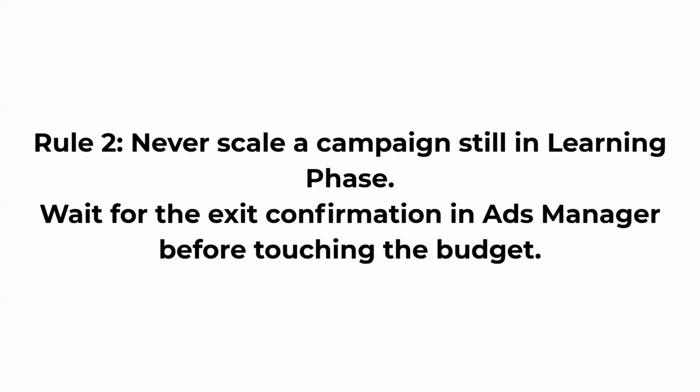Number two, never scale a campaign that is still in learning phase. Wait for the exit confirmation in Ad Manager before touching the budget. I've already told you the strategy to know that you've exited learning phase. You must get 50 conversions in a space of 7 days. Anytime you get 50 conversions in a space of 7 days, you've exited learning phase. If you want to be on the safe side, you can actually say you have to get 60 to 100 conversions in 7 days. That way, you know that no matter what happened, you've already exited learning phase.